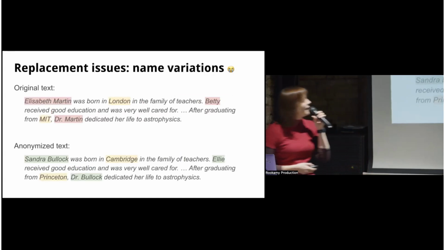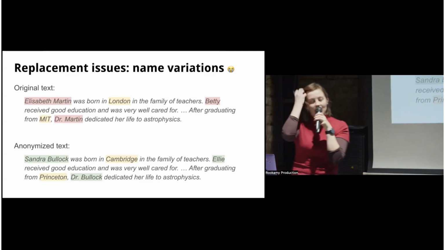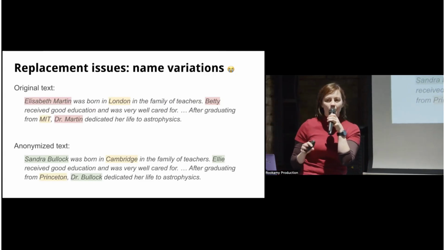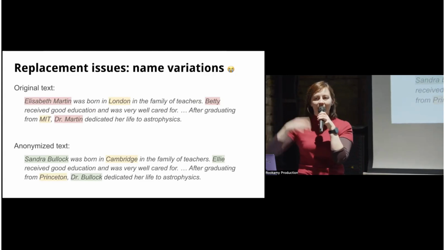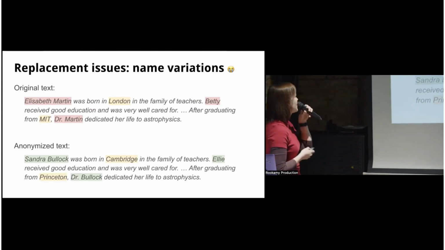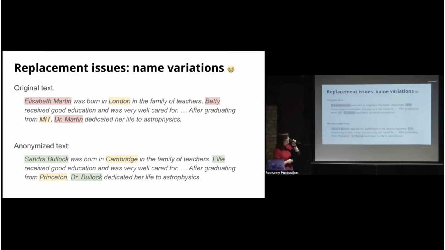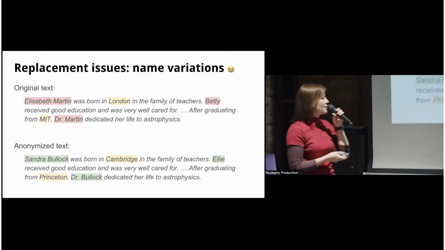Another one: names have multiple variations. As I mentioned, you would usually want to anonymize the same person in the same way throughout the text. So let's check this text. It says, Elizabeth Martin was born in London in the family of teachers. Betty received good education. And after graduating from MIT, Dr. Martin dedicated her life to astrophysics. Here we have Elizabeth Martin, Betty, and Dr. Martin as one person. And we would want to identify all of these mentions as one person.